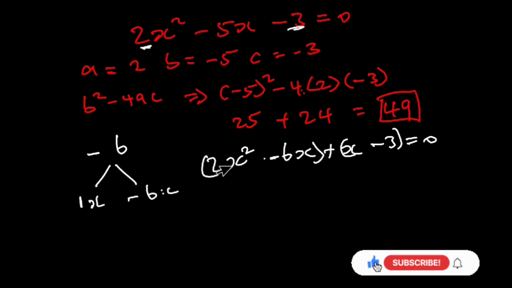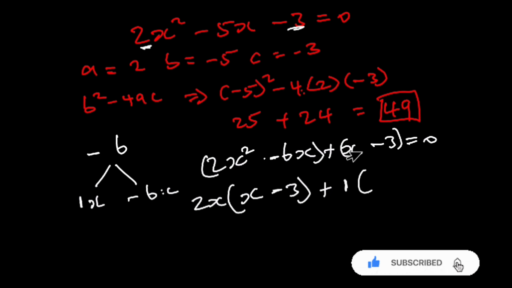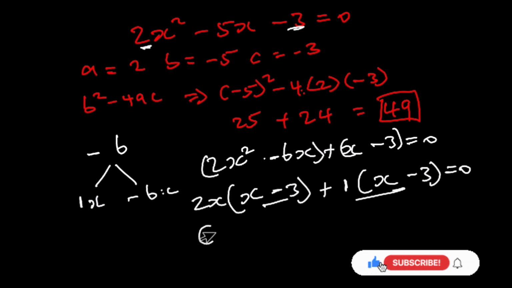So what is common between 2x squared and negative 6x? So 2x is common here. 2x squared divided by 2x, we get x, and then negative 6x divided by 2x, we get negative 3, then plus. What is common between this and this is 1. So x divided by 1 is x. Negative 3 divided by 1 is negative 3. Then equal to 0. Then we pick one of these, which is x minus 3. And then write out the remainder, which is 2x plus 1.